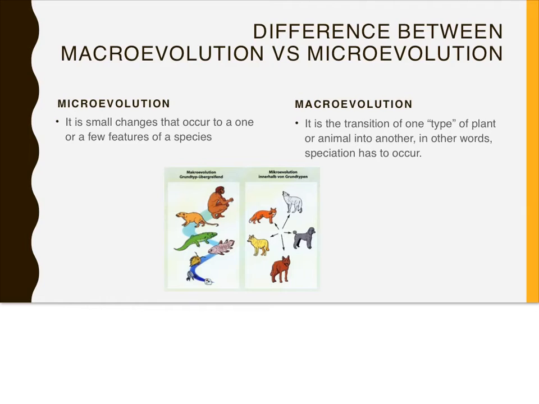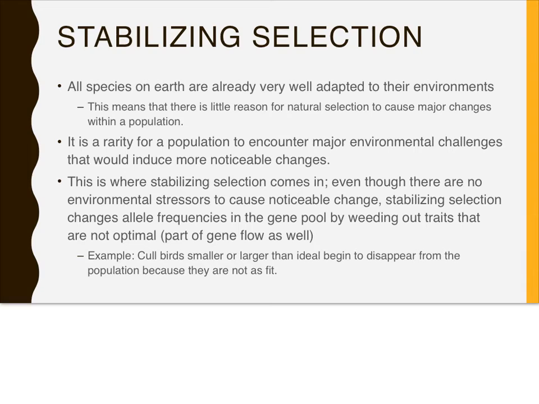An example of microevolution would be the varying dog breeds that exist on Earth, and macroevolution would be the differences between different species such as humans and lizards. Defining stabilizing selection. All species on Earth are already very well adapted to their environments. This means that there is little reason for natural selection to cause major changes within a population. It is a rarity for a population to encounter major environmental challenges that would induce more noticeable changes. This is where stabilizing selection comes in.